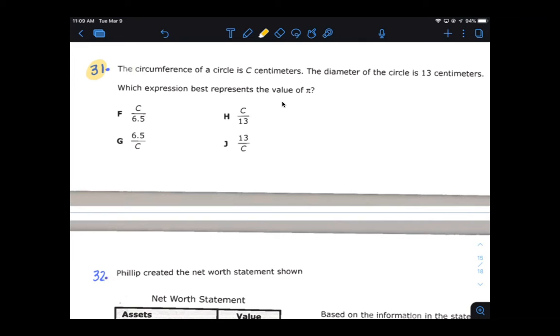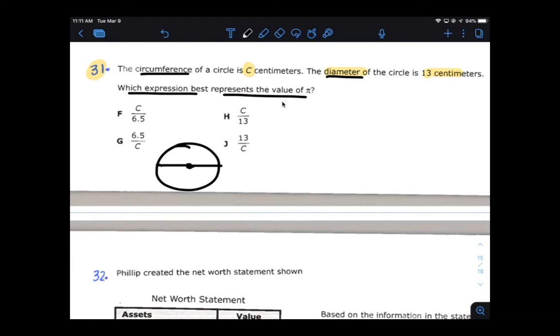Problem 31. This is a new lesson that we will cover in about 2 weeks or so. It says the circumference of a circle is c centimeters. The diameter of the circle is 13 centimeters. Which expression best represents the value of pi? So they're relating, if you notice here, circumference and diameter. You already know circumference is the distance around the circle, right? And the diameter is the distance across the circle passing through the center.